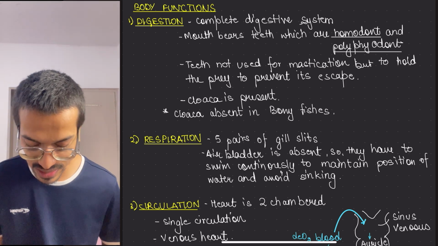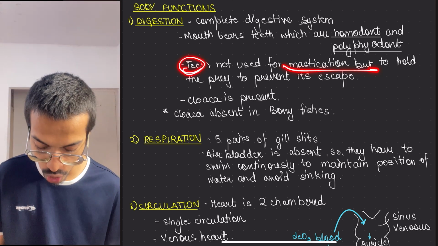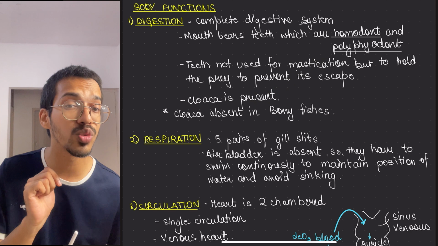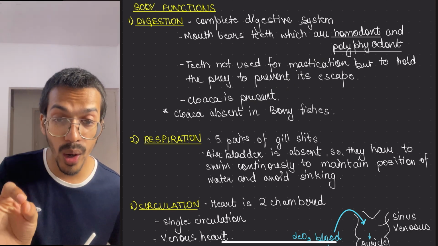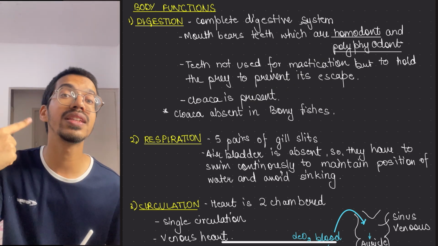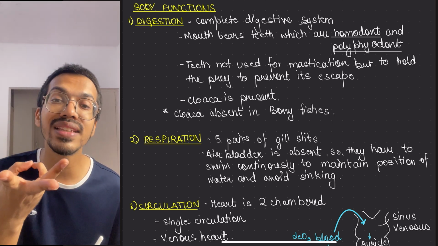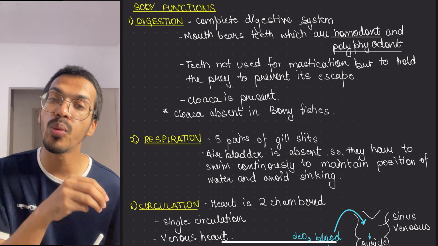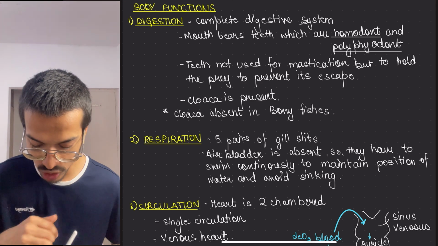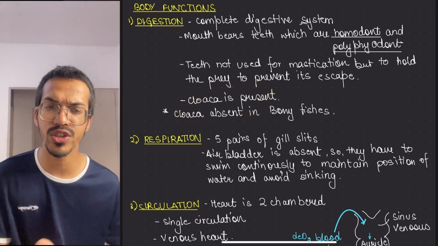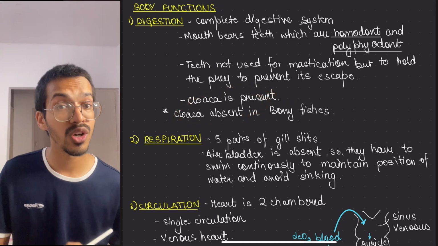So next thing is teeth are not for mastication. I have already told. Cloaca is present in their body. Cloaca is what? Cloaca is an organ which has opening for your urine, genital, and the anus. Okay, so 3 openings are there in that gland. So that is cloaca. Cloaca is absent in the bony fishes, means in the osteichthyes it is not present.